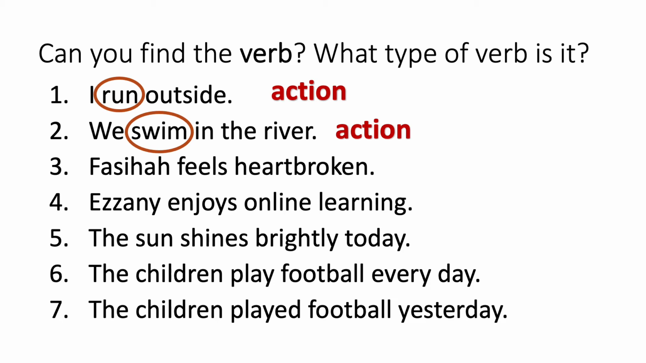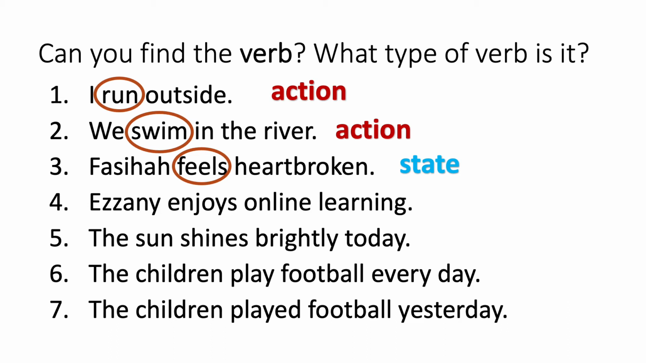Time's up. Have you all figured out the answers yet? Good job. Now let's discuss the answers together. Let's look at number 3. Faseha feels heartbroken. Heartbroken means sad. So what is the verb here? The verb here is feels. And what type of verb is it? You're right. It is a state. Now, it is a state because it describes Faseha's feelings or emotions. It is not an action because Faseha is not doing anything.